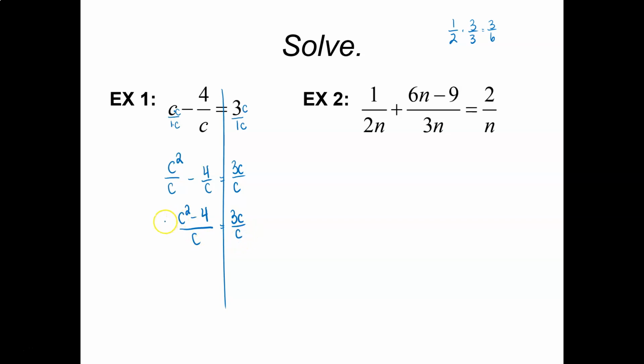So if I multiply both sides of the equation by c, and that's like multiplying by c over 1, this is okay to do because I did it to both sides of the equation. So if I multiply both sides by c, now I've got a c in the numerator and a c in the denominator on both sides, and my denominators are just going to cancel out for me. So I've got c squared minus 4 equals 3c.